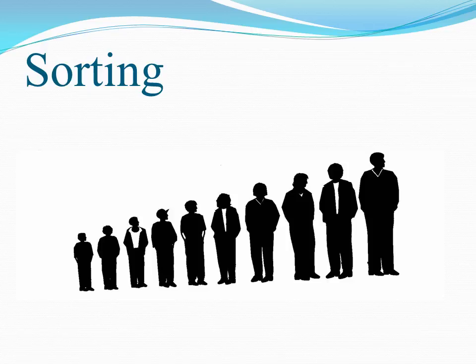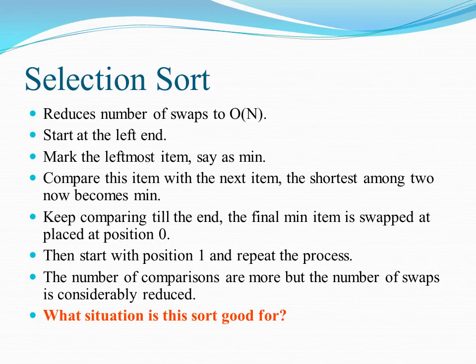That is, the first one is smaller than the second one, then the second person is smaller than the third person, the third person is smaller than the fourth person, the fourth person is smaller than the fifth person, the fifth person is smaller than the sixth person. So this is nothing but a sorting mechanism.